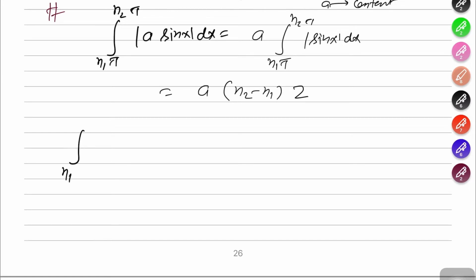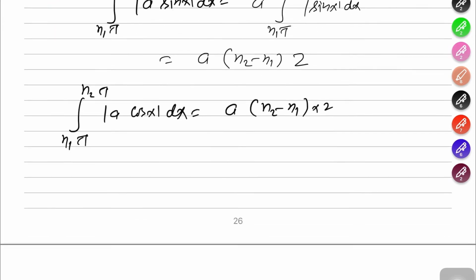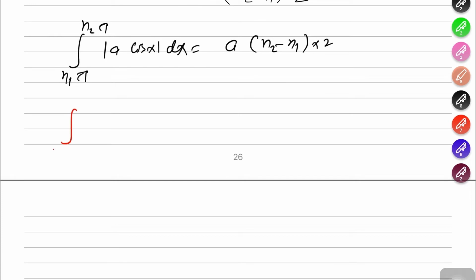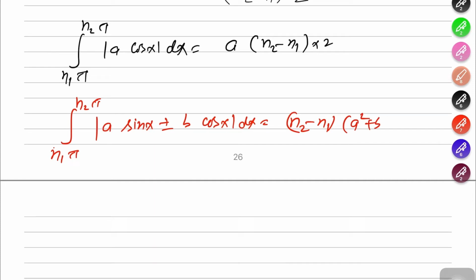Similarly, we can write the integral from n1 pi to n2 pi of mod of a cos x dx is equal to a into (n2 minus n1) into 2. And this is important. If I say the integral from n1 pi to n2 pi of mod of a sin x plus or minus b cos x dx, that is (n2 minus n1) into root of (a square plus b square) into 2. Okay, or let's write it like this.